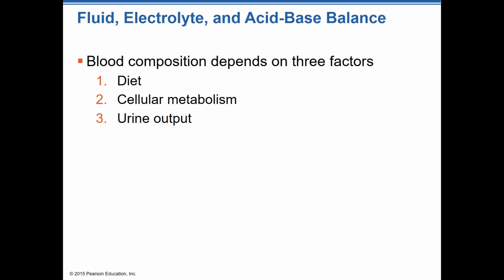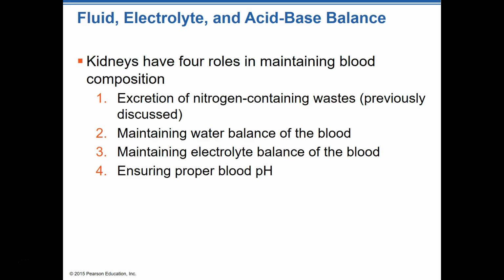Let's talk a little bit about fluids, electrolytes, and acid-base balance. I know it's kind of switching gears here, but because the kidneys deal so much with fluids and electrolytes and do play a role in acid-base balance, it's important to discuss these, and this is as good a place as any. There are three factors that affect the composition of blood: diet, cellular metabolism, and of course, urine output. If we don't bring the right things into our body, it's going to affect our blood. If our metabolism is off, either fast or slow, it's going to affect it. And if our urine output is subpar or over the top, it's going to affect that as well.